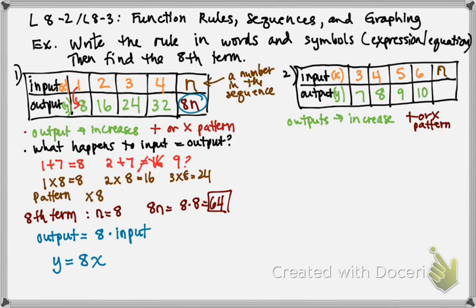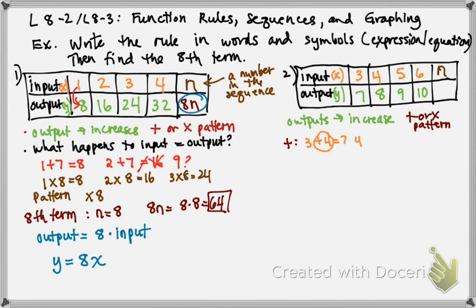Okay, so where I want to look is how do I get from 3 to 7? Well, if it was an adding pattern, let's try adding. So if I had 3 and then I added 4, that would equal 7. So this is what I'm thinking the pattern is.